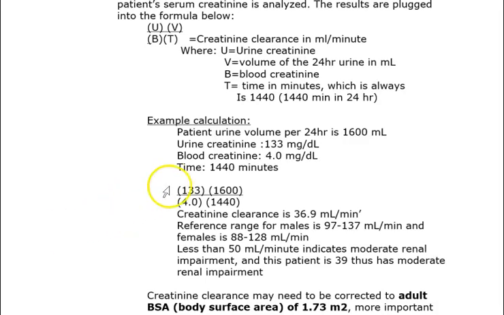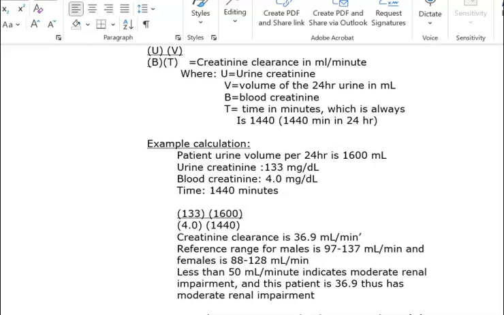So if you plug that into the equation, the 130 is going to go in the place for the U, the urine creatinine. The 1,600 is going to go in the V spot for the volume. The 4 is going to be in the spot for the blood creatinine, and then of course the time in minutes is going to go in the T spot for the minutes. If you calculate that out, this patient's creatinine clearance is 36.9 milliliters per minute.